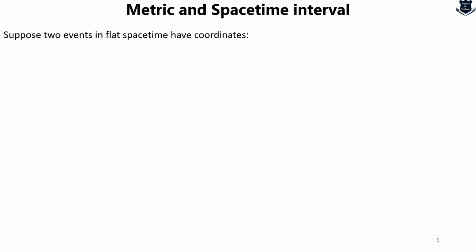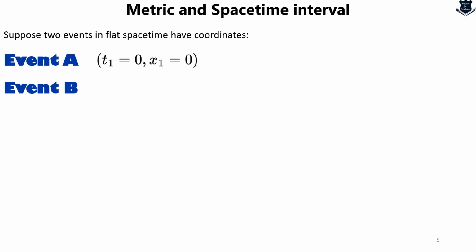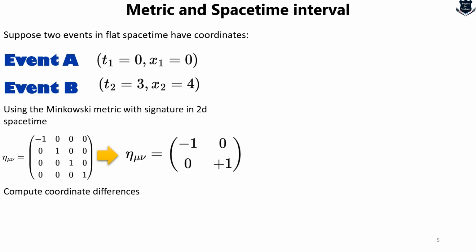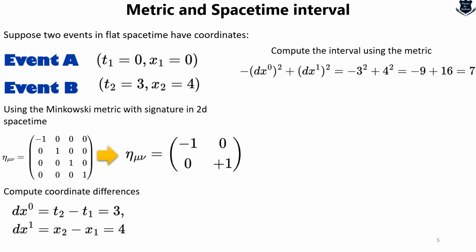We went through an example. For example, there are two events happening. Event A at t1 equals 0 and x1 equals 0, and t2 equals 3 and x2 equals 4. Then in order to find the Minkowski metric with two-dimensional space-time, we are using not four dimensions, but two-dimensional space-time. I mean to say a 2 by 2 matrix to make things easier. To compute the coordinate differences, we use the metric and we find something like this, where this 7 is nothing but the space-time interval, which is space-like and positive.